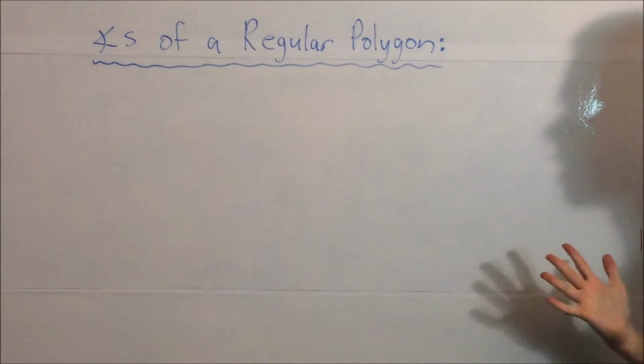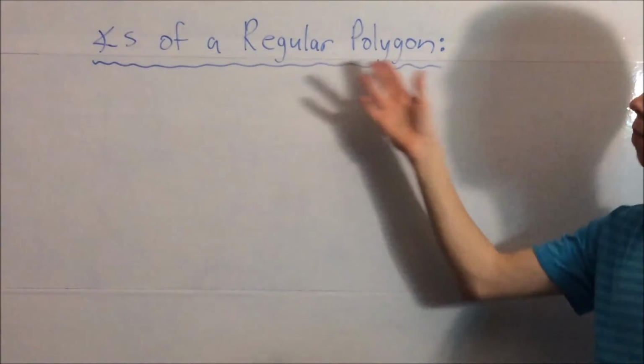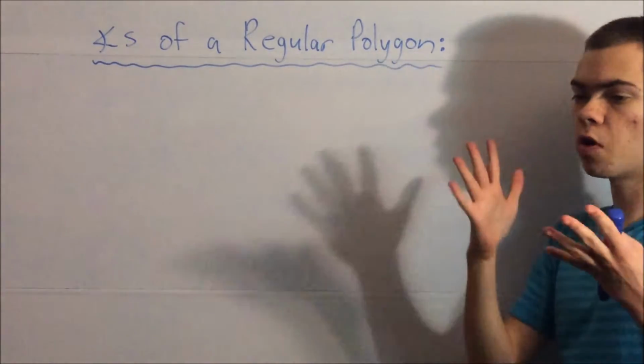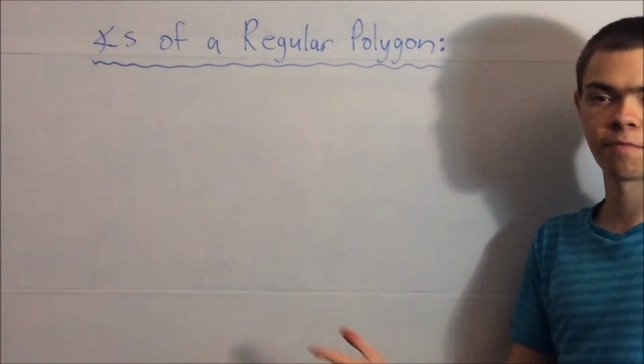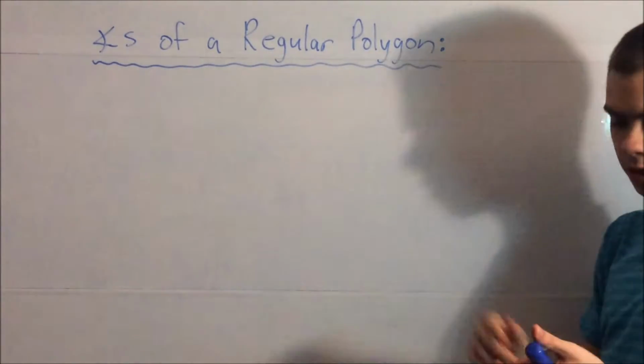What is a regular polygon? Now, all a regular polygon is, it's a polygon in which all of its sides have the same length and all of its angles have the same measure. That's all a regular polygon is.